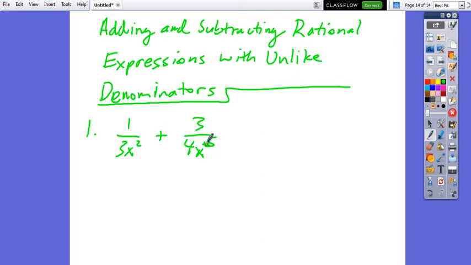All right, now, we already found the LCD. That's one of the most difficult parts. LCD was 12x to the 5th. So I'm going to rewrite my new denominator. So I've got 2 fractions, so I'm going to have 12x to the 5th twice.